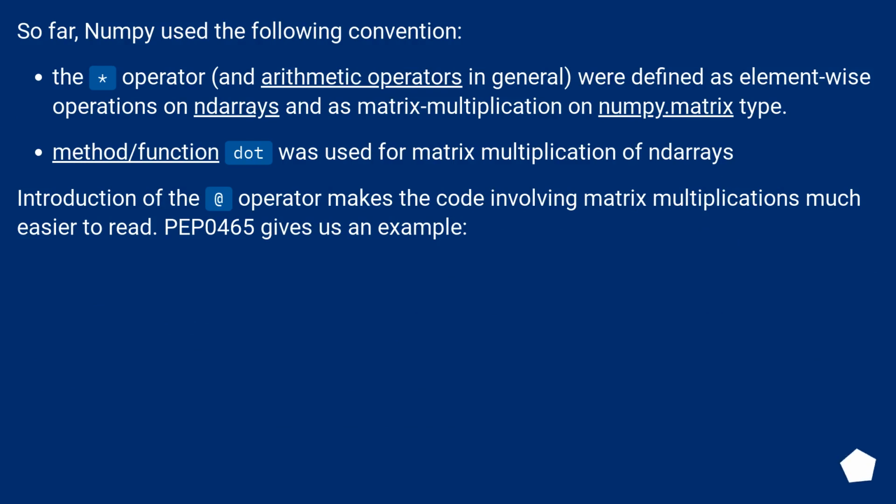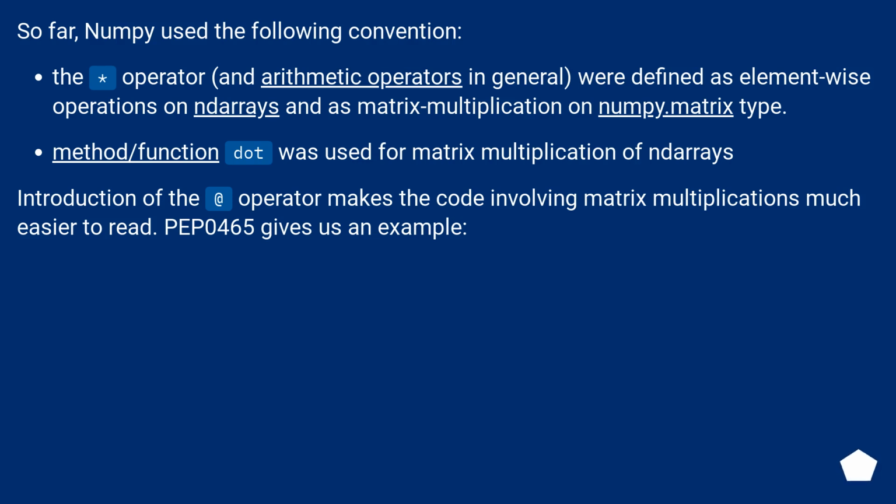So far, NumPy used the following convention. The * operator, and arithmetic operators in general, were defined as element-wise operations on arrays and as matrix multiplication on numpy.matrix type. The dot method/function was used for matrix multiplication of arrays. Introduction of the @ operator makes the code involving matrix multiplications much easier to read.